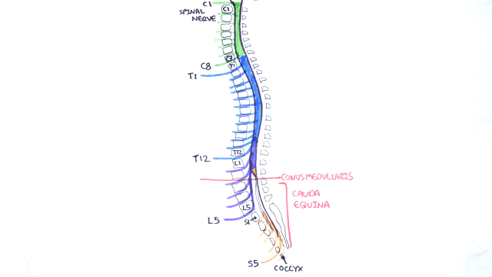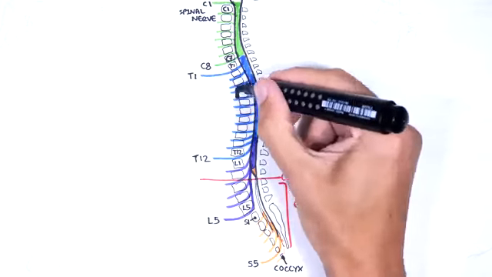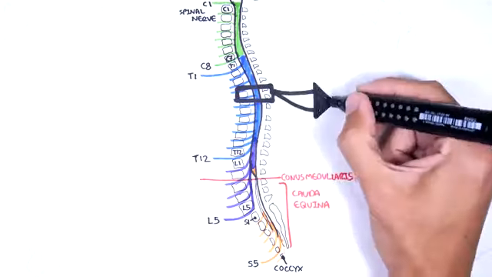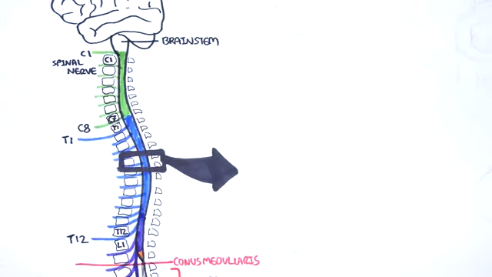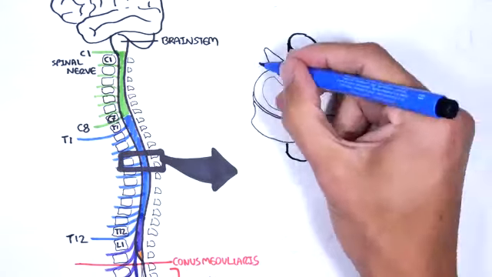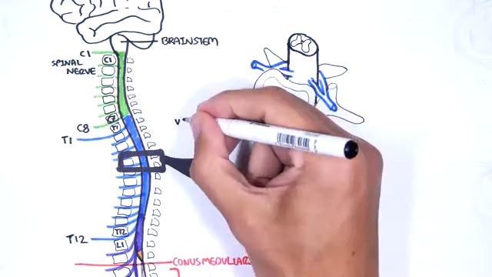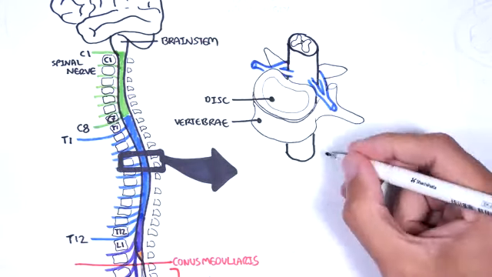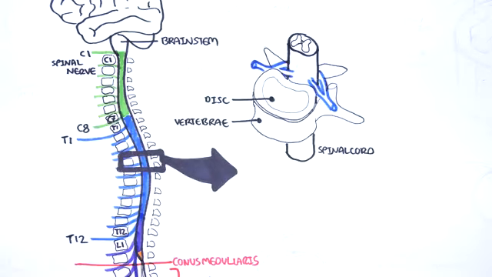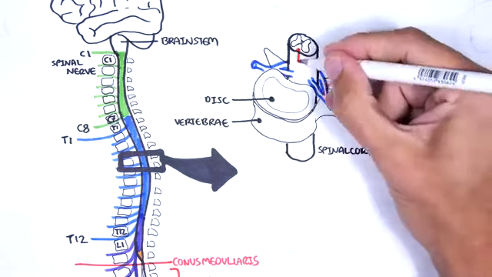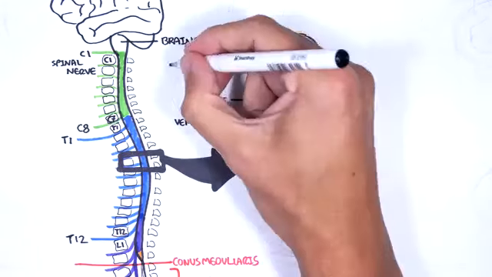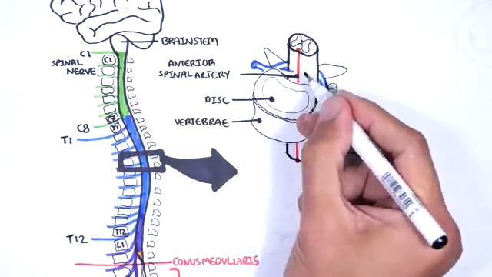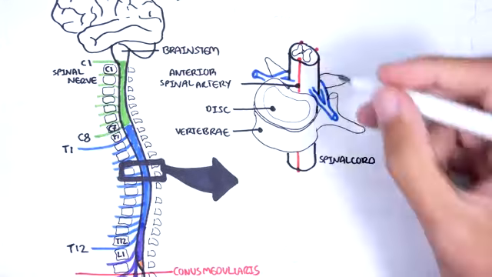Looking closely at the spinal cord now and the vertebrae, in more detail, we're looking at the thoracic vertebrae as an example. The spinal cord goes through the spinal canal of the vertebra. The vertebral disc sits in between the vertebrae. The spinal cord has thoracic spinal nerves coming out, here represented in blue. The spinal cord has the anterior spinal artery and 2 posterior spinal arteries supplying it.